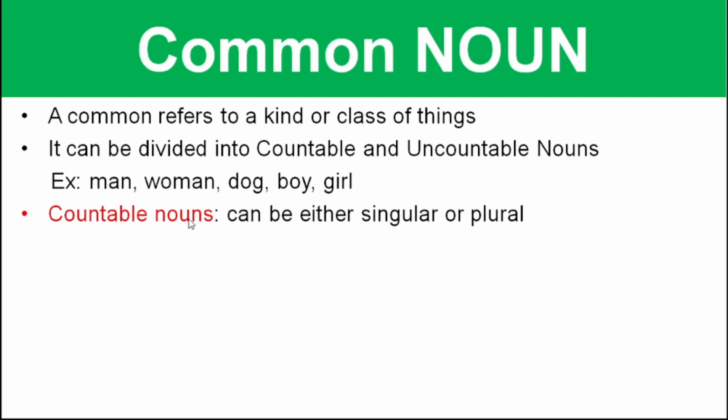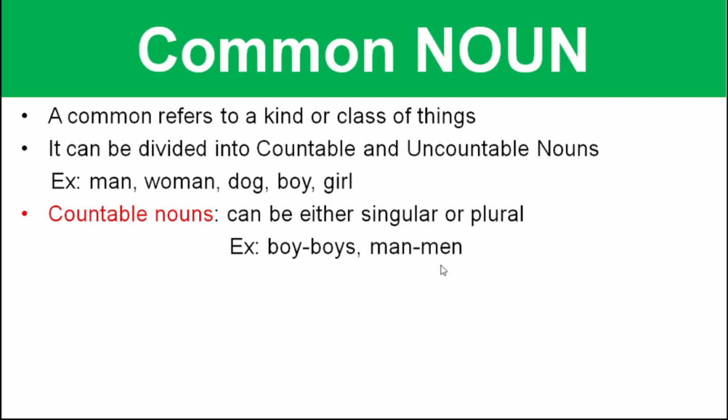We have already discussed that common nouns are subdivided into countable nouns and uncountable nouns in the previous slide. Here the countable nouns can be either singular or plural. In two ways we can use them. Look at the examples: boy is singular, boys is plural. Man is singular, men is plural. So we know that the singular and plural forms of countable nouns can be formed by prefixes or suffixes.